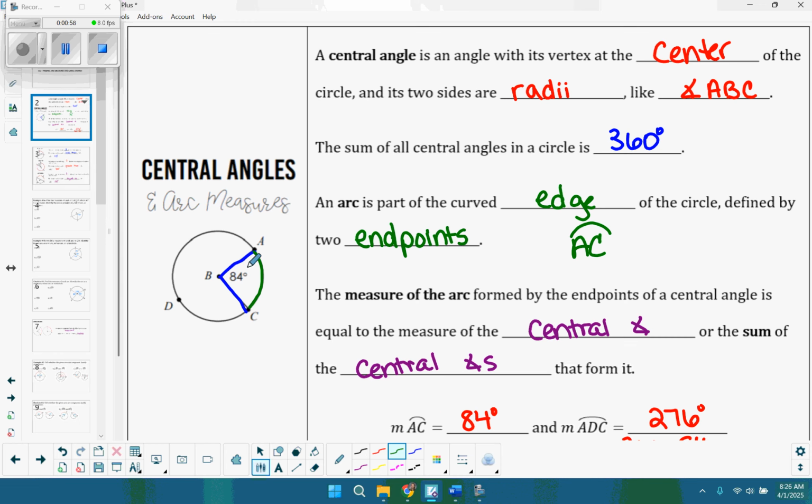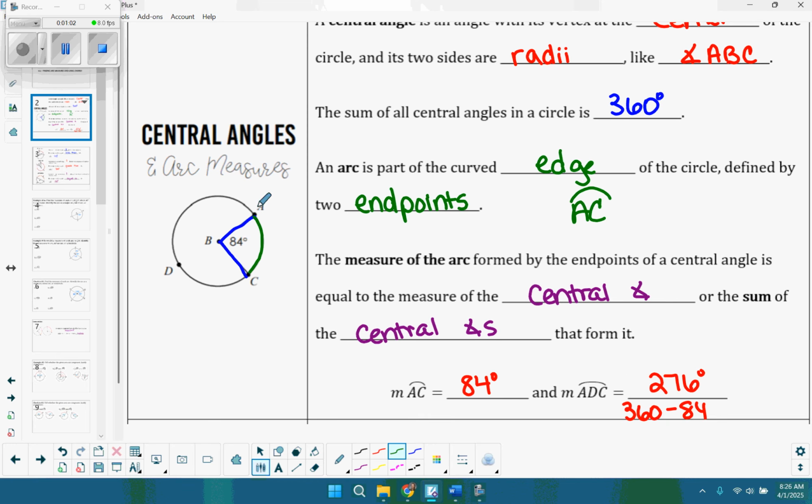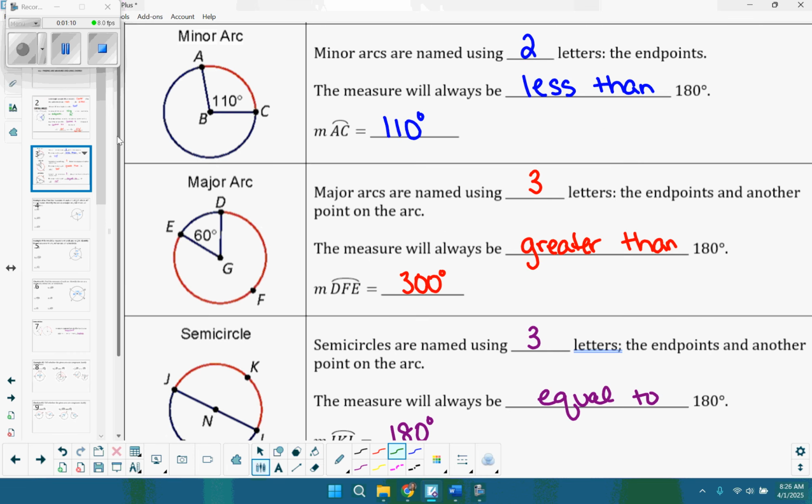And because the whole circle is 360, I could take that away from 360 to get that the other arc, ADC, going the other direction would really be 276 degrees. We classify our arcs as minor, major, and semicircle. So minor arcs are named using two letters, only the endpoints, and they will always measure less than 180 degrees. So here arc AC is 110 degrees.